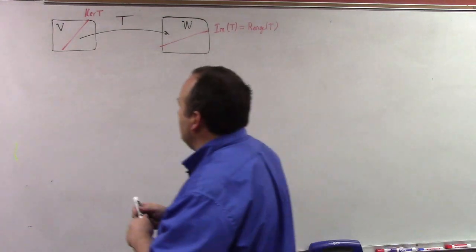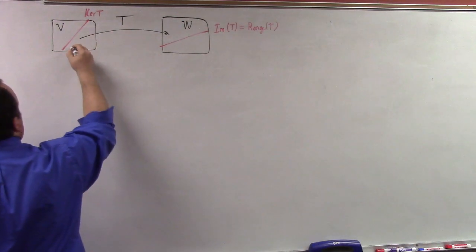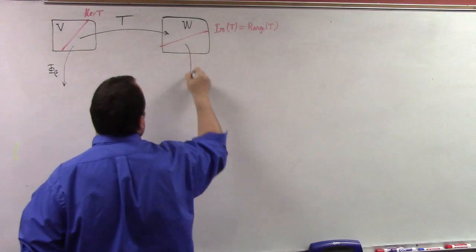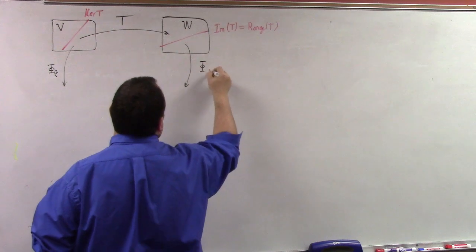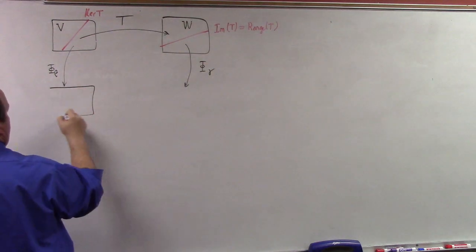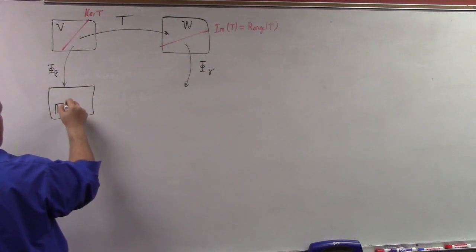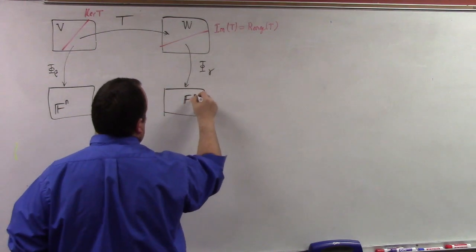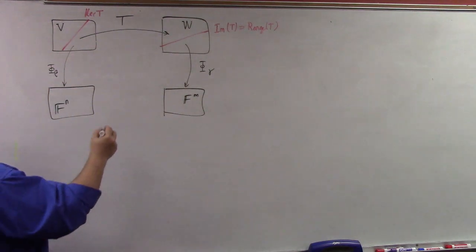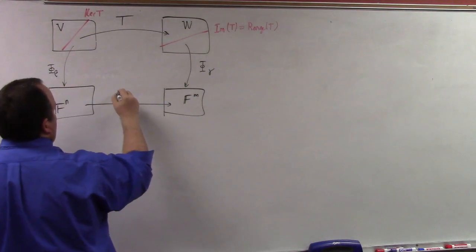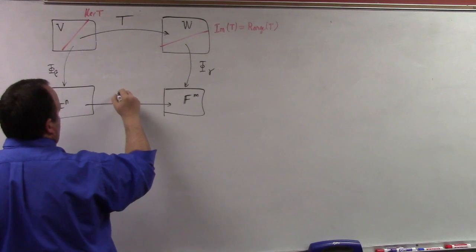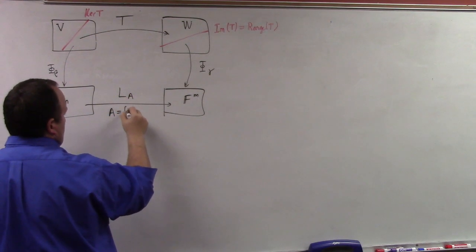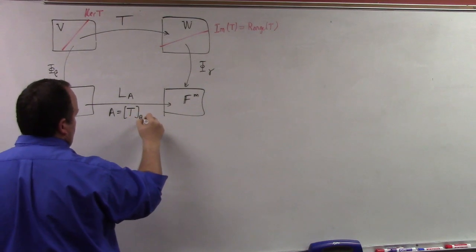But on the other hand, we also have, what else do we got going on? Well, we've got our coordinate map phi beta, and over here our coordinate map phi gamma. And so down here, we've got F^n, and over here we've got our F^m, right? And down here we've got multiplication by L sub A, where A equals the T beta gamma matrix, right?